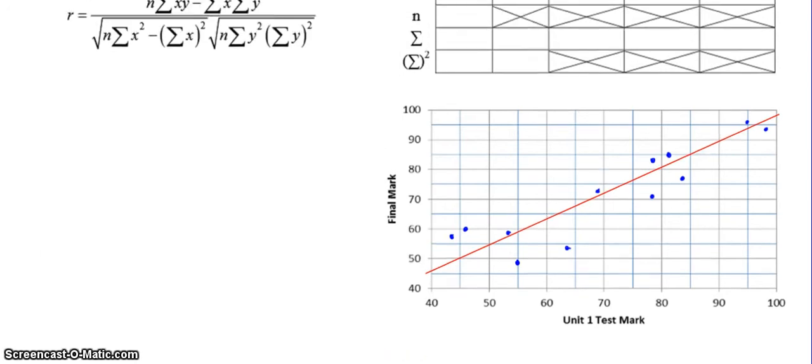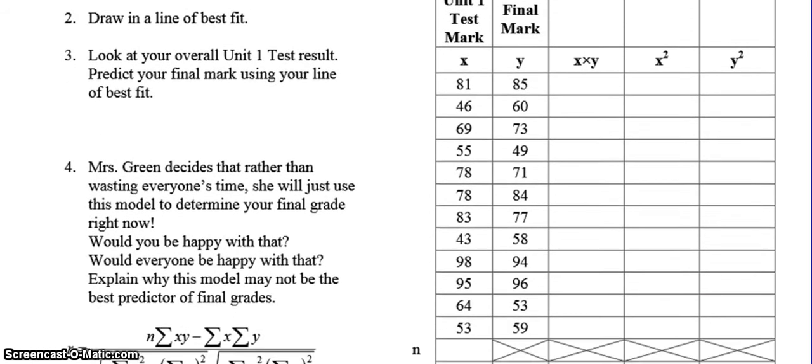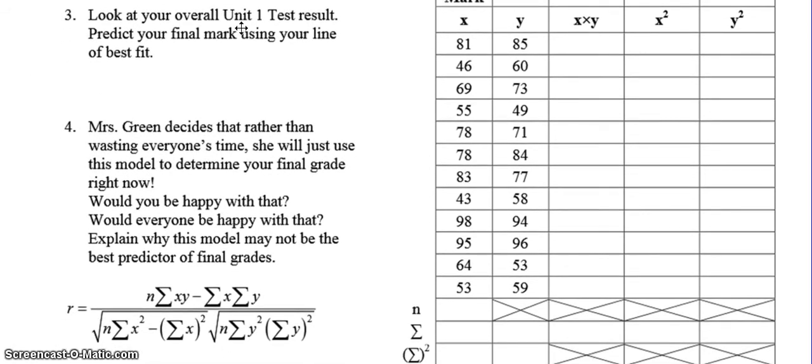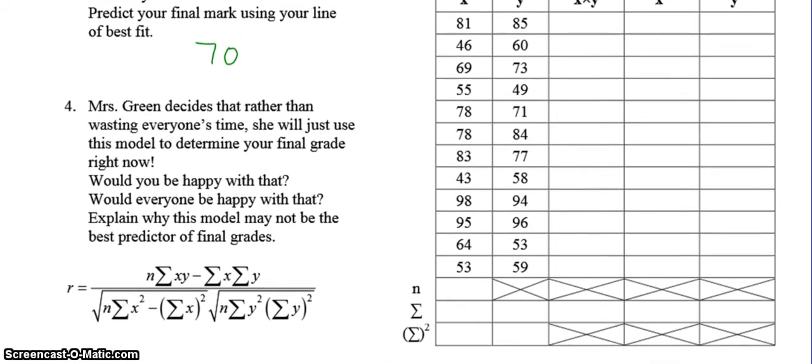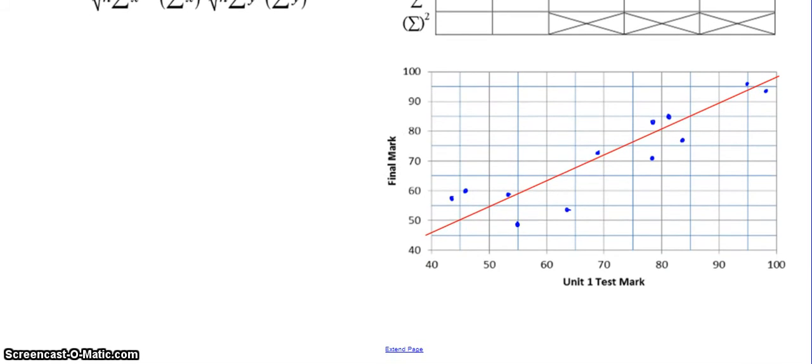The next thing I want you to do is to go find your Unit 1 test, and just down here write down what your Unit 1 test mark is. So just as an example, I'm going to pick 70. And I want you to use your line of best fit to predict what your final mark would be. So your mark is going to be whatever. I'm just using 70 as an example.